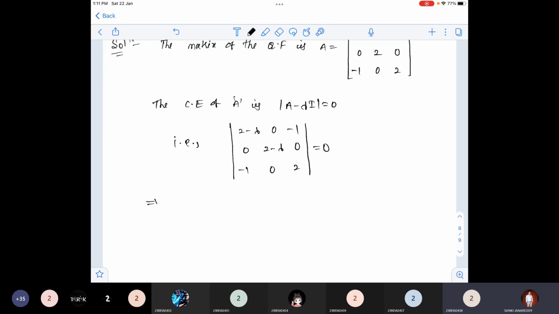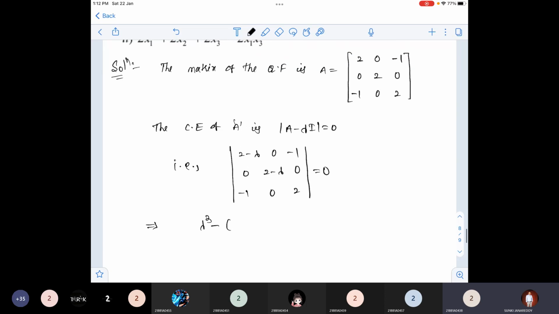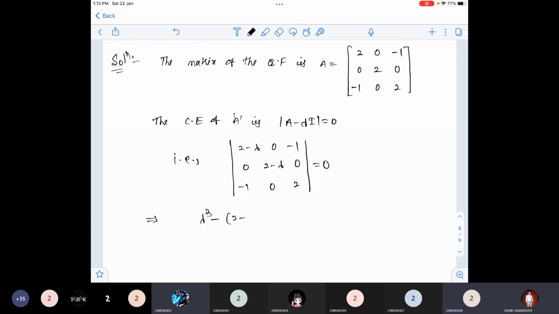Now that implies, tell me, Nana, first one is lambda cube minus trace. What is the trace for this? 6. 2 plus 2 plus 2, into lambda square. Okay, very good.